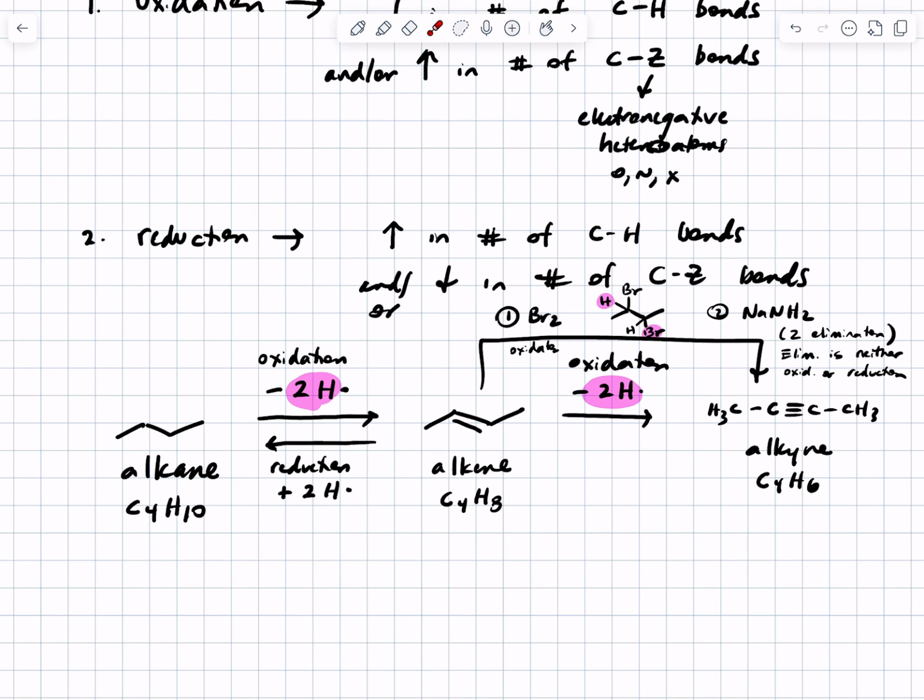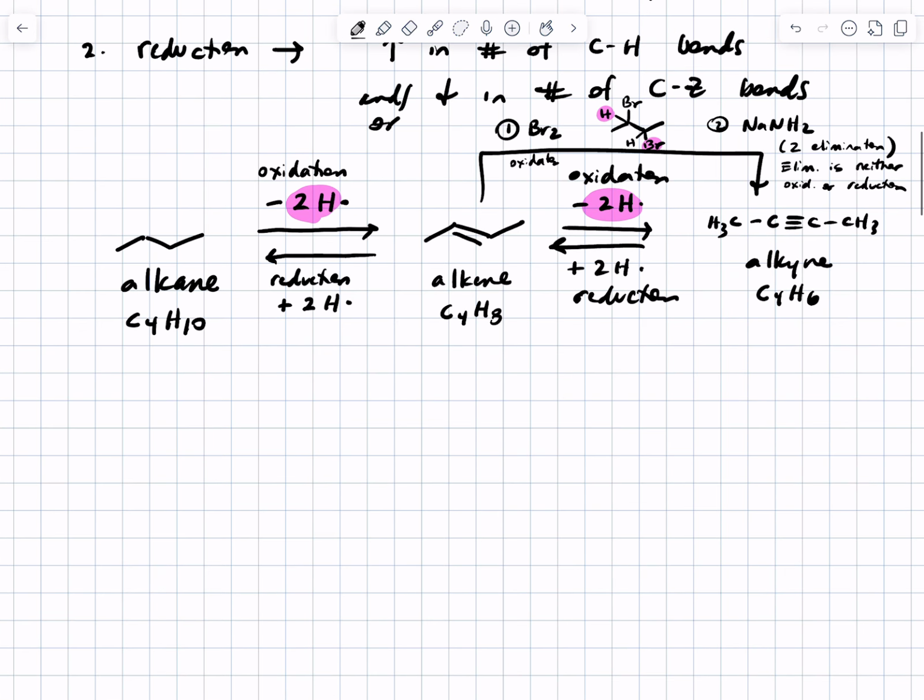So you're basically just looking at the reactants and products, CH bonds and CZ bonds, to see whether it's oxidized or reduced. Yep. Okay, and we'll see today a reaction that can actually add two hydrogens to an alkyne to do the reduction of an alkyne to an alkene. Okay?